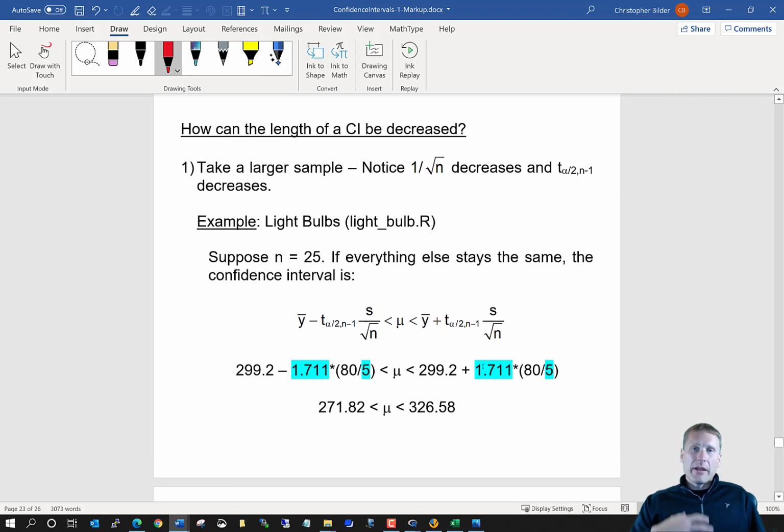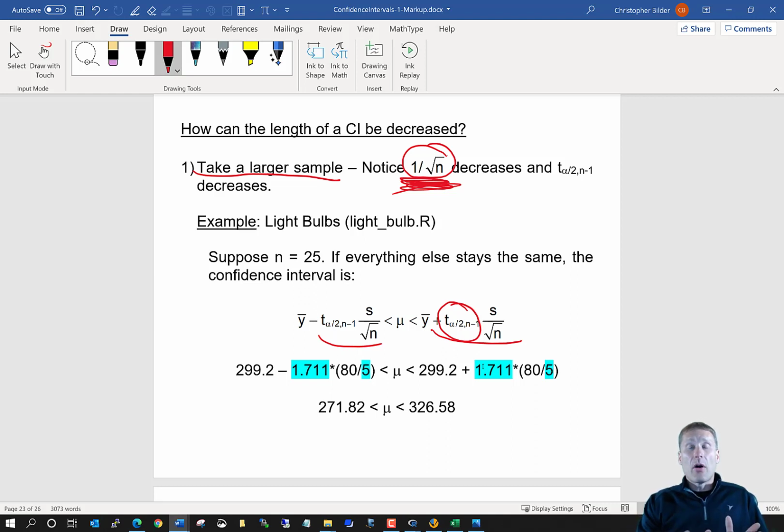Well, this goes back to thinking about an intuitive explanation of this interval, what happens with it, and also in terms of the math part. And we've kind of done some of this already. I could take a larger sample size. We actually went through a demonstration of that. As my sample size goes up, 1 over square root of n goes down. Also, my t distribution value decreases as well. And what's going to happen is that I'm going to add and subtract a smaller number than I would have had before with a smaller sample size.